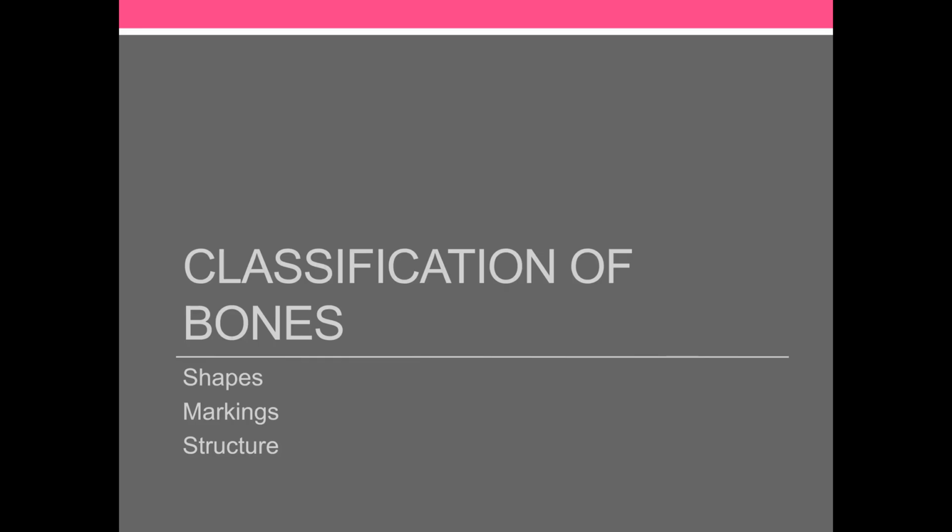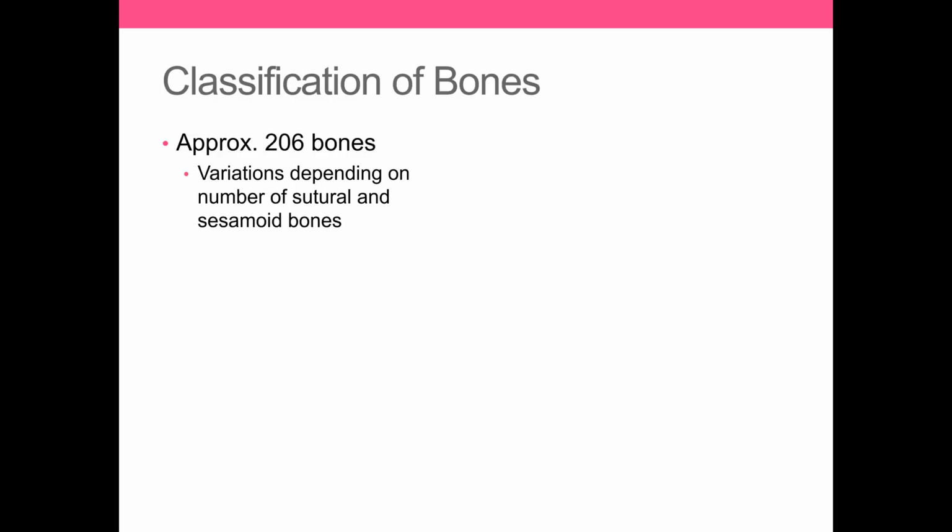In this section, we're going to talk about how we can classify bones based on their shapes, their markings, and their structure. Everyone has at least 206 bones, unless they've had an amputation. But some people may have more depending on the number of sutural and sesamoid bones that they have. We'll talk about those two types of bones in a moment.